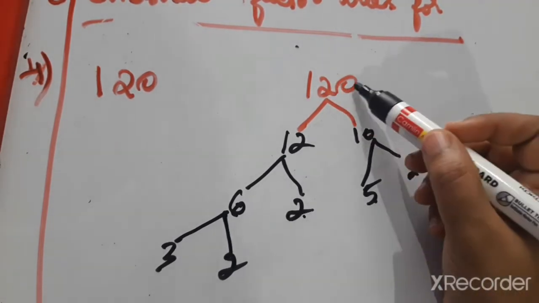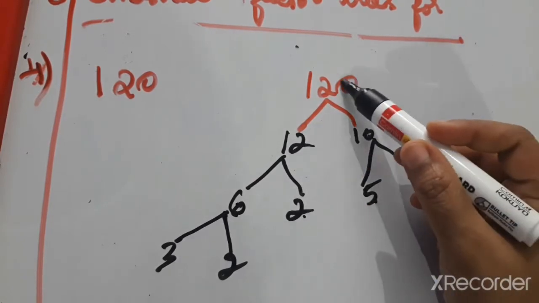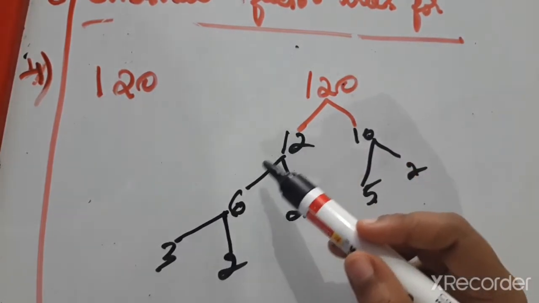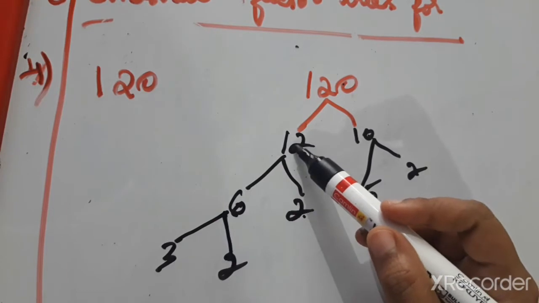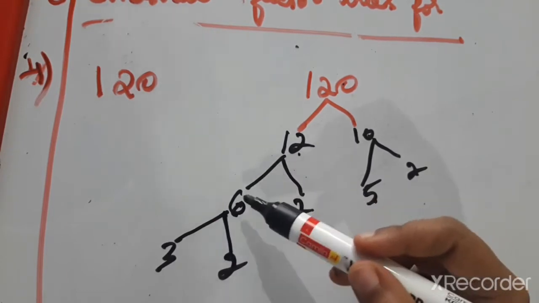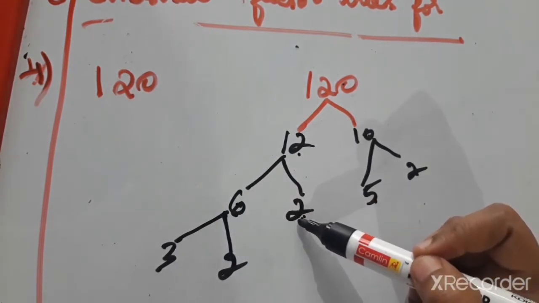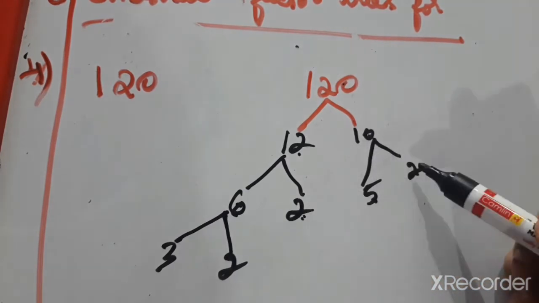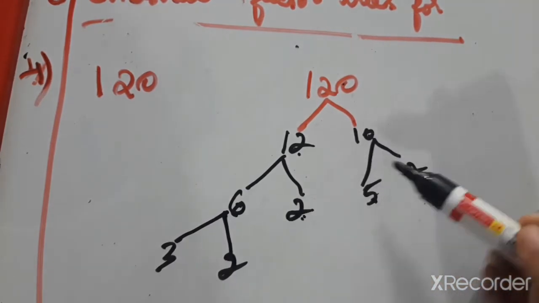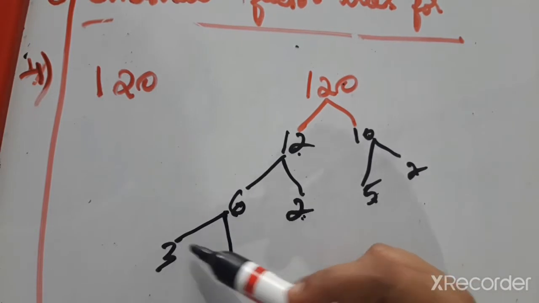Okay, 120 is there. 12 tens are 120. Then we have simplified 12. Factors of 12: 6 2s are 12, or we can take 4 3s are 12 also. Any other factor also we can consider. Here 10 1s are 10 also we can consider, or 5 2s are 10. And 6: 3 2s are 6.